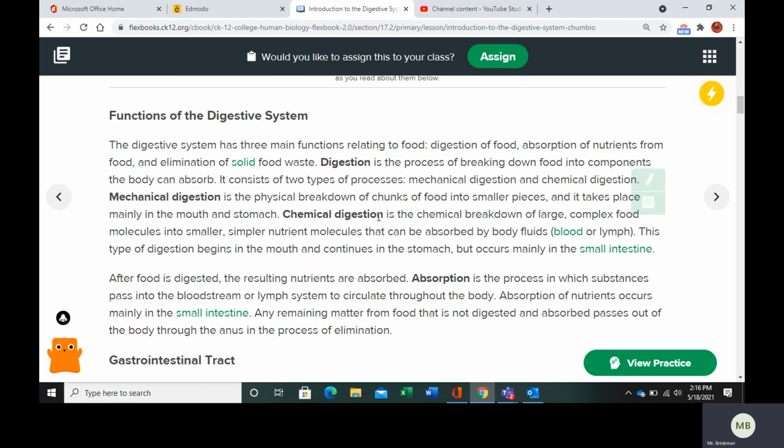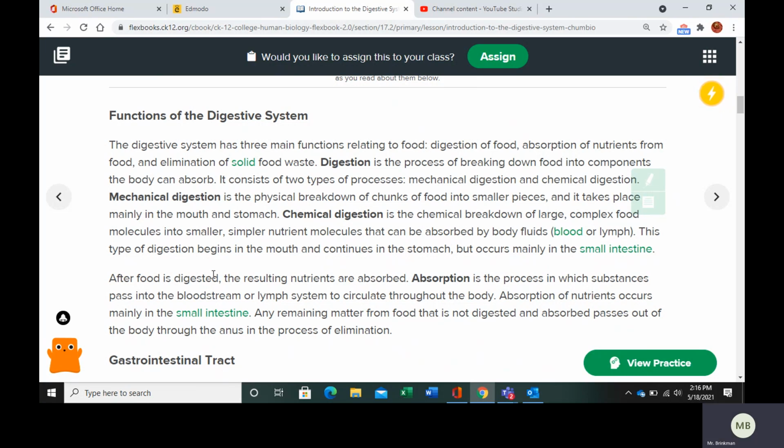Chemical digestion is the chemical breakdown of large, complex food molecules into smaller, simpler nutrient molecules that can be absorbed by blood or lymph. It begins in the mouth and continues in the stomach, but most of it happens in the small intestine.